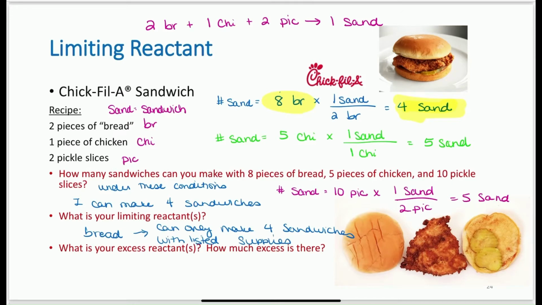What is your excess reactant or reactants, and how much excess is there? Well, I have an excess of chicken, and I have excess pickles. I have 5 pieces of chicken, but I can only make 4 sandwiches, which means I have 1 piece of chicken left over. I have 10 pickles, but I can only make 4 sandwiches, which means I have 2 pickles left over. We're going to do the same thing as this, except that we're going to do it with chemicals instead of Chick-fil-A sandwiches.